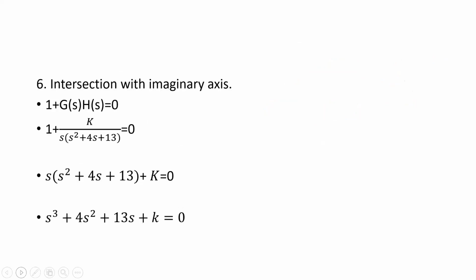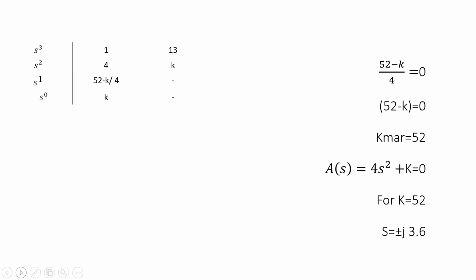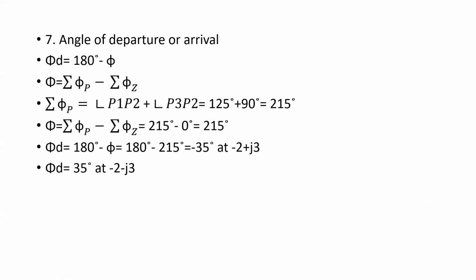Next, coming to finding where they intersect the imaginary axis. The point of intersection with the imaginary axis can be found using the Routh array. Here we have to equate the S1 row to 0. Then we find K is 52. Then from the S2 row we get the auxiliary equation. From that we get S is plus or minus j 3.6.